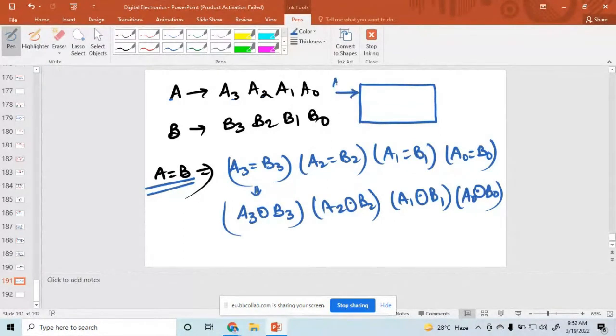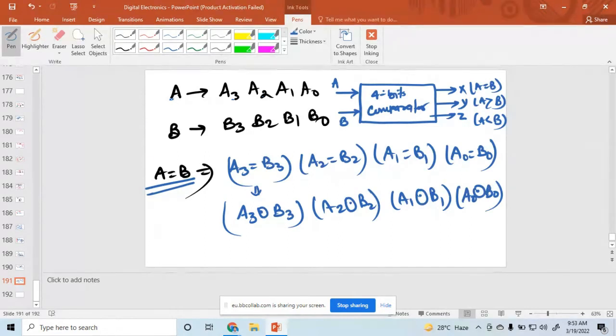So here this is the value A, and this one is B, and this is a 4-bit comparator. And what is its output? 3 outputs: 2 inputs and 3 outputs. One is X, another is Y, and another is Z. X means A equal to B. So what is the condition for A equal to B? And Y means A greater than B. So what is the condition for A greater than B? And Z means A less than B. So these 3 conditions occur for the output of a 4-bit comparator.